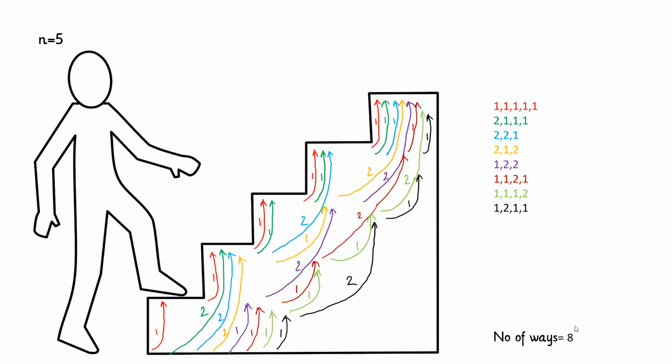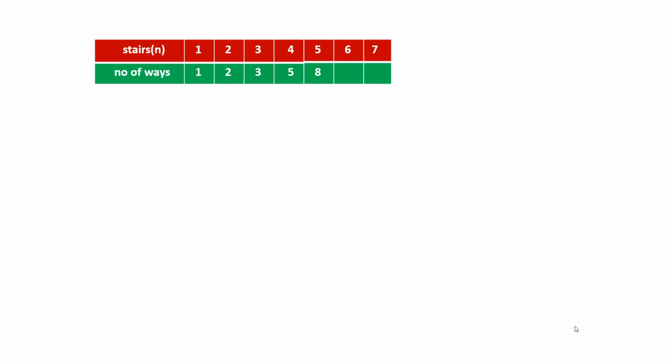Now we have tried a couple of values, so let's fill the table and see our results. When n equals 1, the number of ways is 1. When n equals 2, it's 2. When n equals 3, it's 3. But when n equals 4, it's not 4, it changes here. It's 5. And when n equals 5, it's 8.